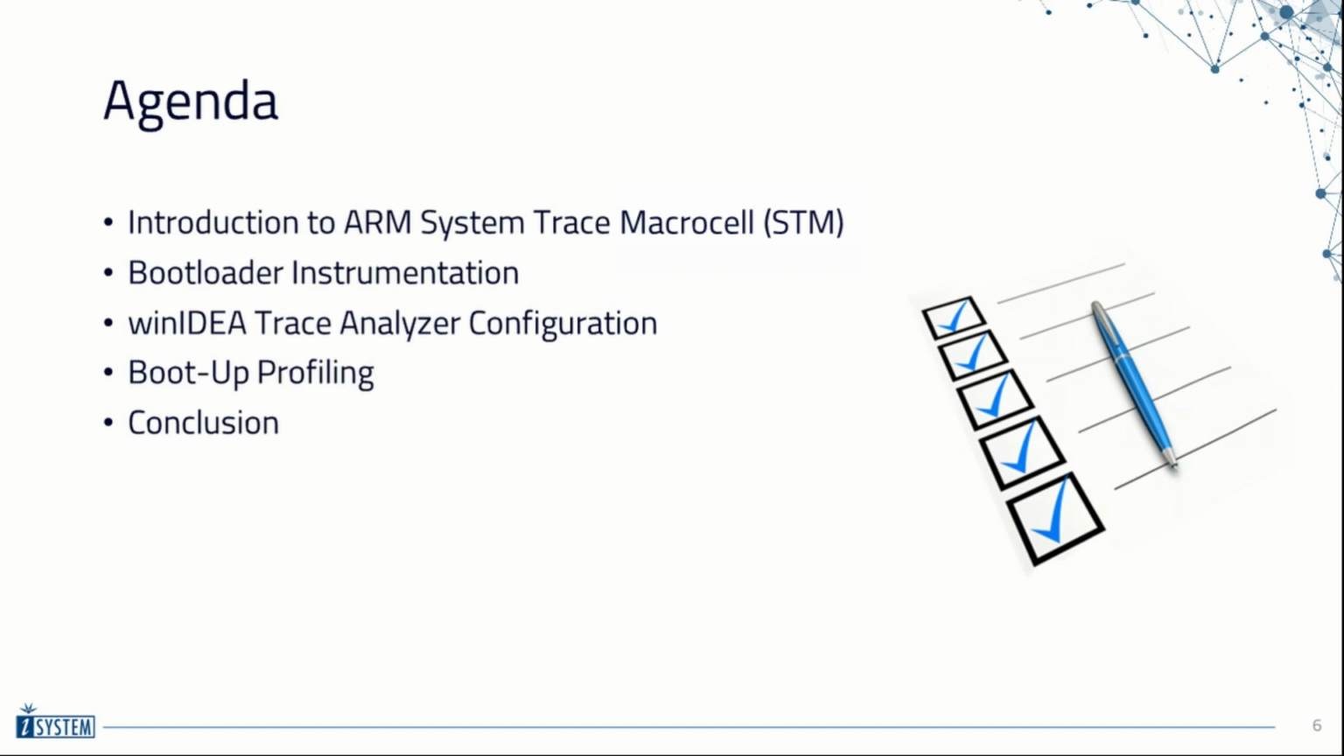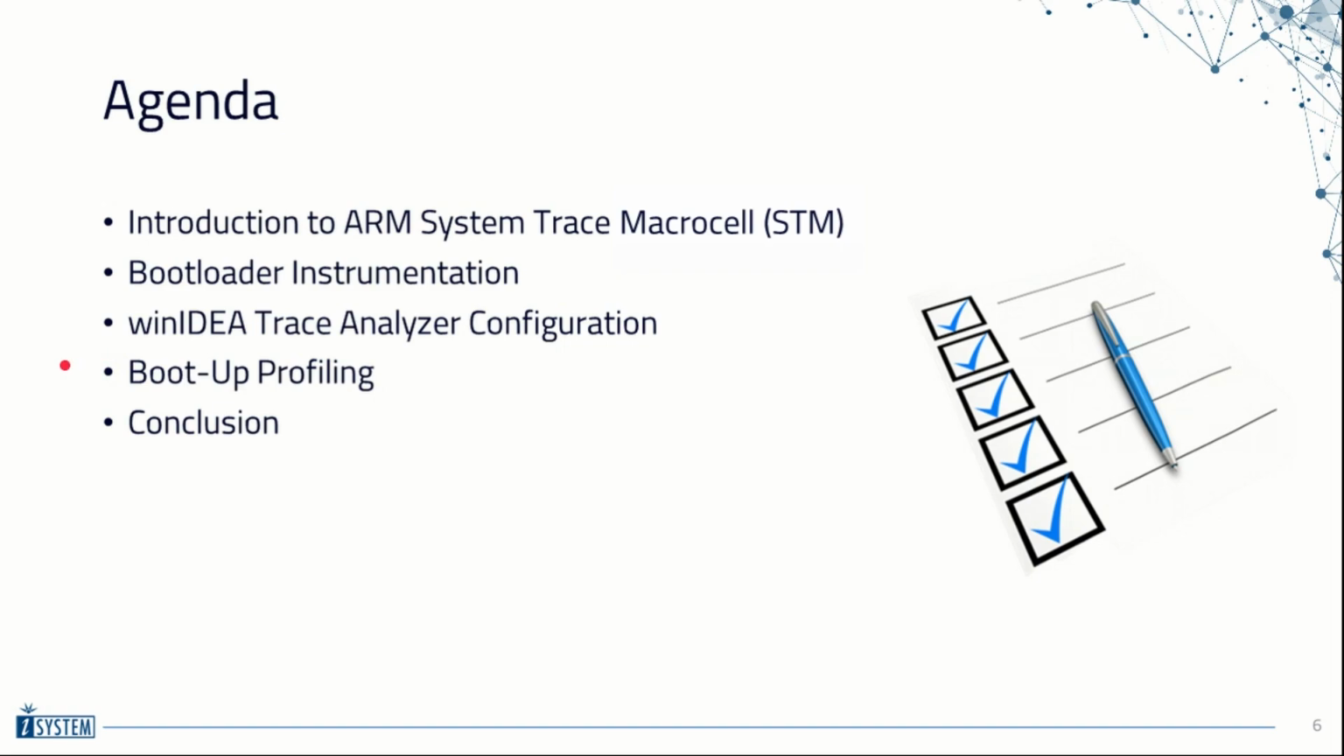As already mentioned, we will be talking about the Arm System Trace Macrocell and how we can use it to instrument the bootloaders of a complex SoC. First, we will briefly talk about what the System Trace Macrocell is. Then we will take a look at how to instrument a bootloader by modifying its source files. Once we have the instrumentation ready, we will configure the trace analyzer in winIDEA to record and display STM messages properly, and we will see how we can use instrumentation and winIDEA for boot up timing analysis.